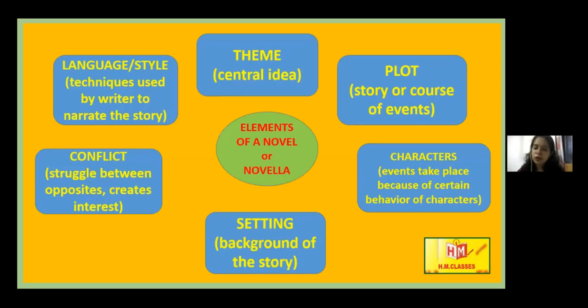All right. After the plot, what is more important are the characters. There can be just one character, but since it's a novel and it's huge, there cannot be just one character. So there are multiple characters. There can be women, men, children, animals. It can be anything. So events take place because of certain behavior of characters. That is how a novel is made interesting. A particular character's behavior in a certain way is what catches the attention of the readers.